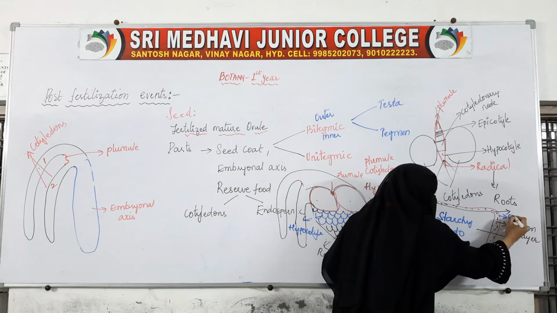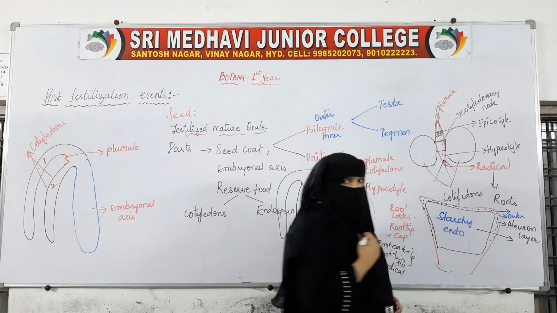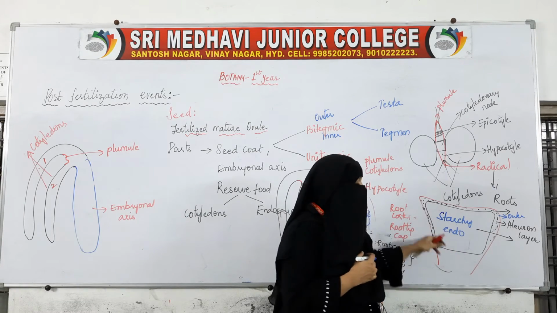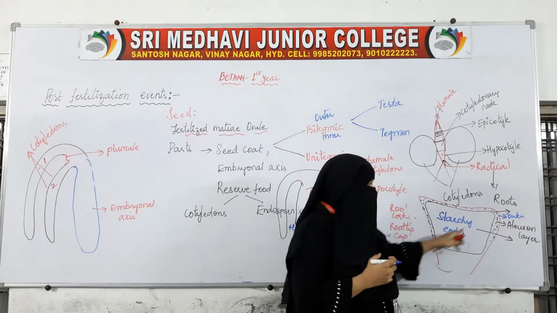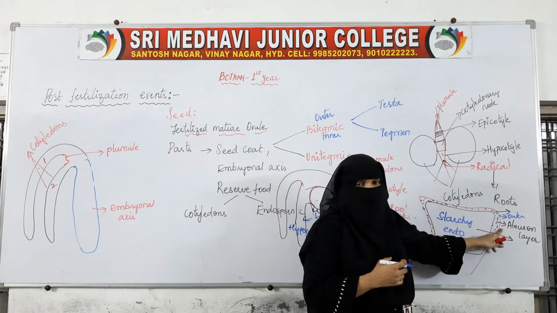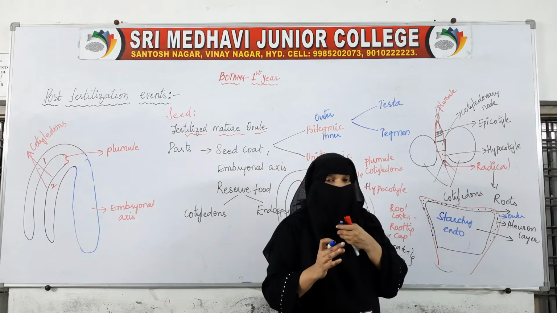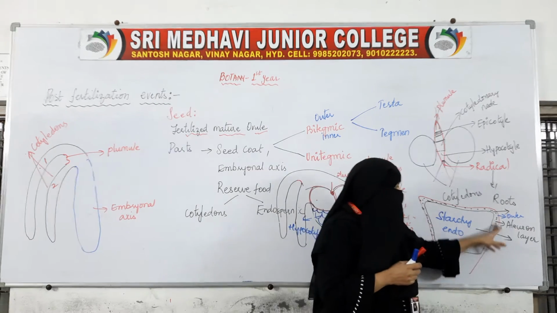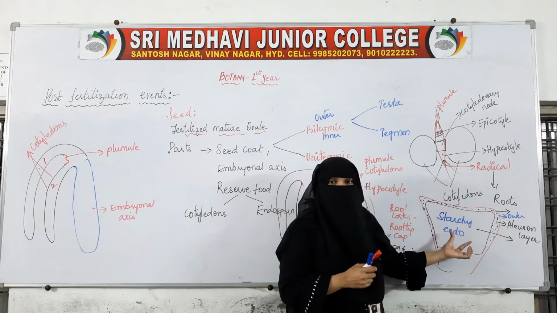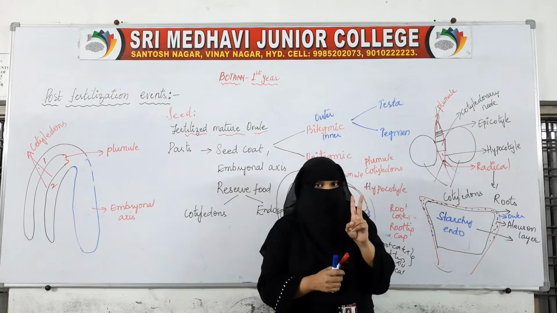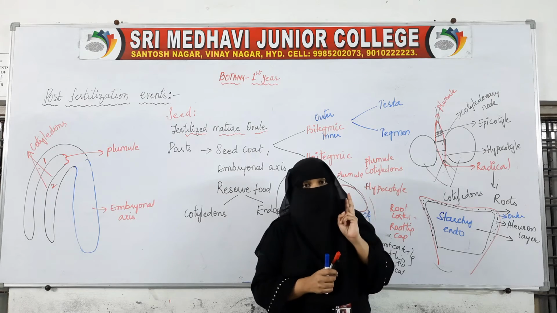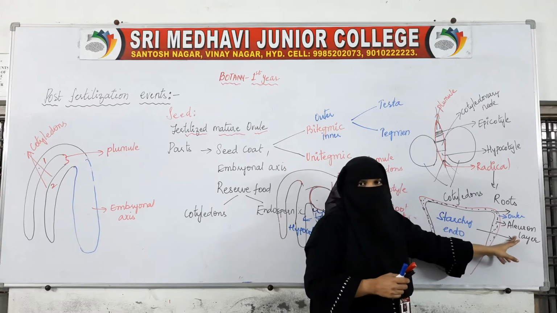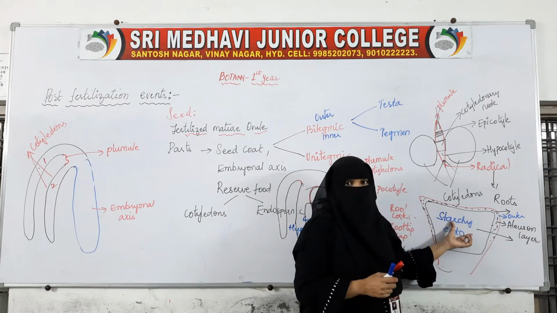This is the outer endosperm, which is made up of proteins, called the aleurone layer, and this is the inner endosperm, which is starchy in nature. Endosperm is divided into two compartments. The outer compartment consists of a proteinaceous layer, that is the aleurone layer, and inside is the starchy endosperm. So there are two types of endosperm: starchy endosperm and proteinaceous endosperm.